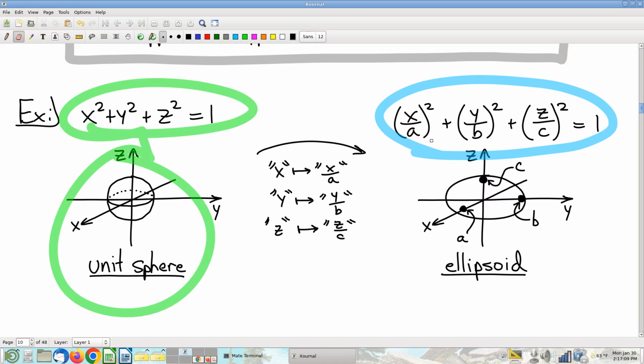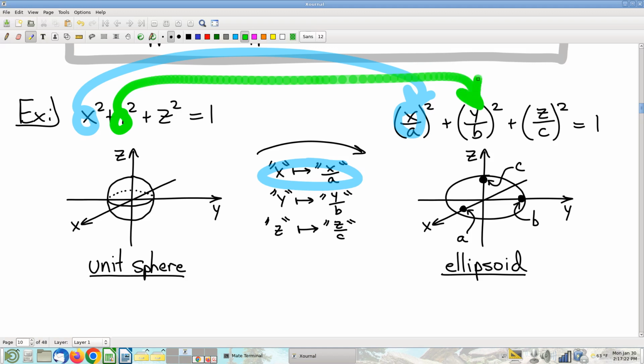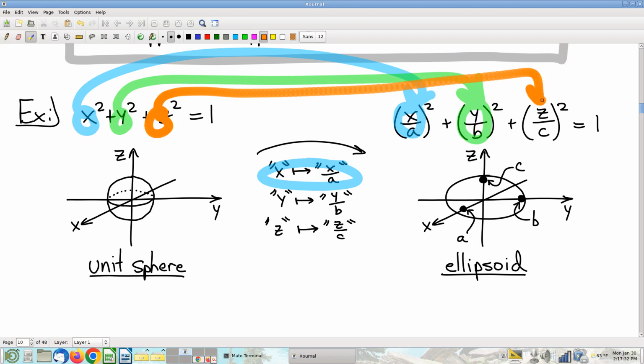But you can think of this new equation as being the result of replacing all the x's with x over a, then replacing all of the y's with y over b, and then replacing all of the z's with z over c. So there's kind of three things that have happened, and these are all in different directions, and so it doesn't really matter what order you do these in. I'm going to kind of do them all at once.